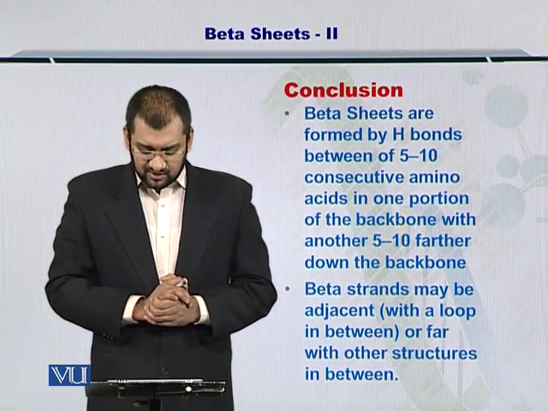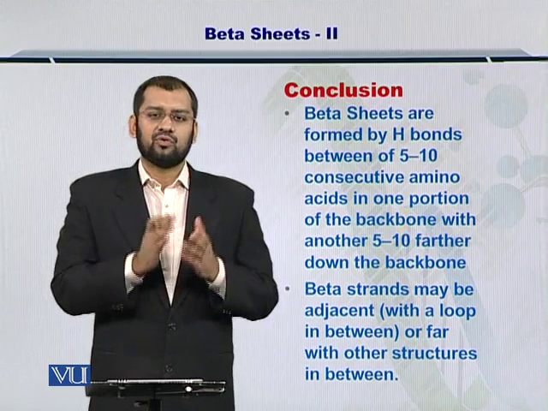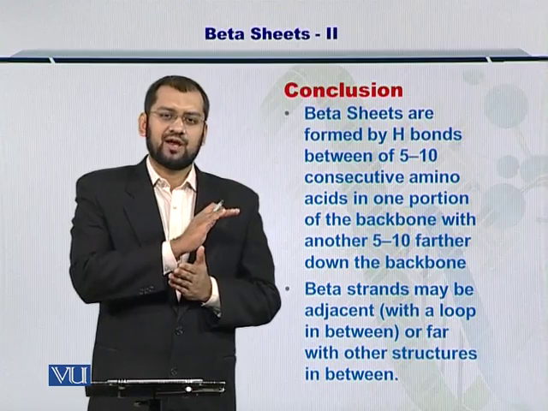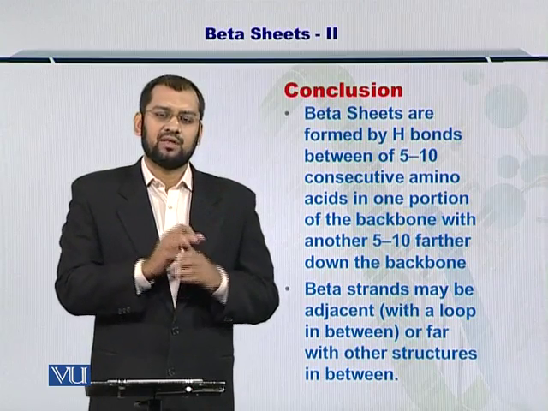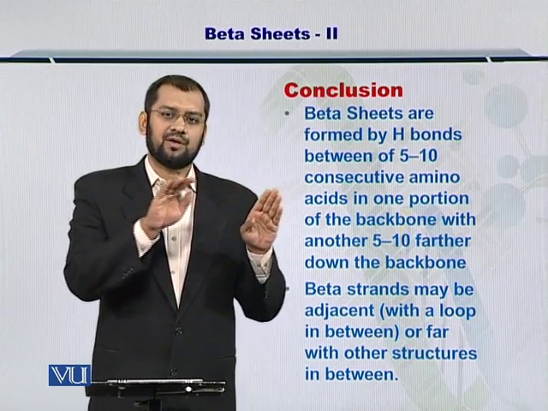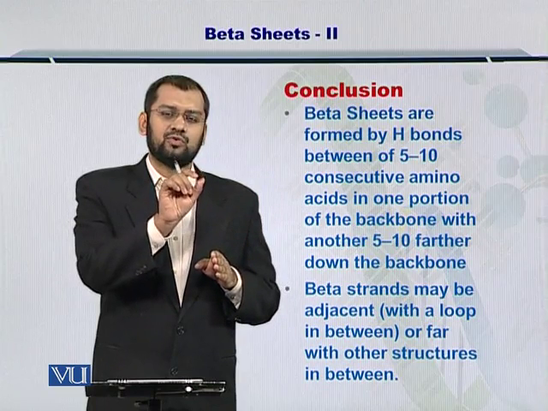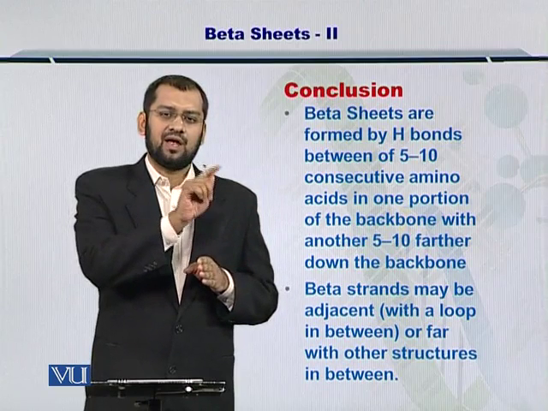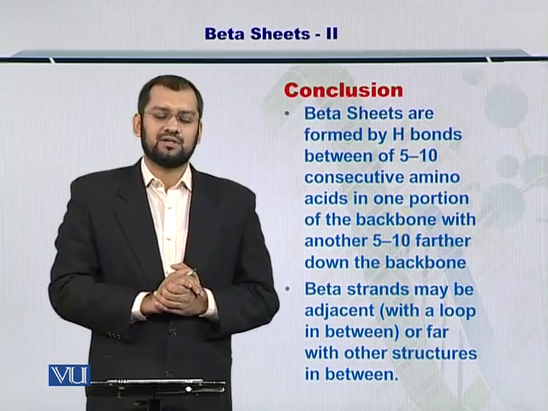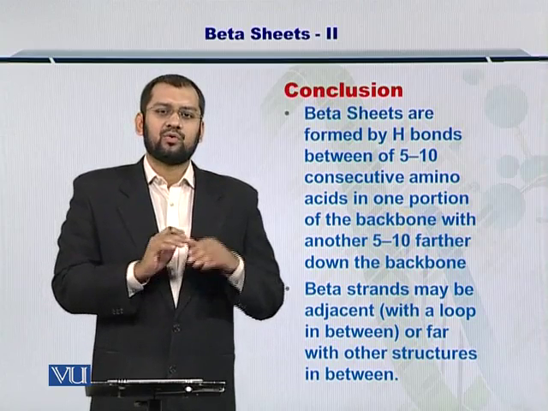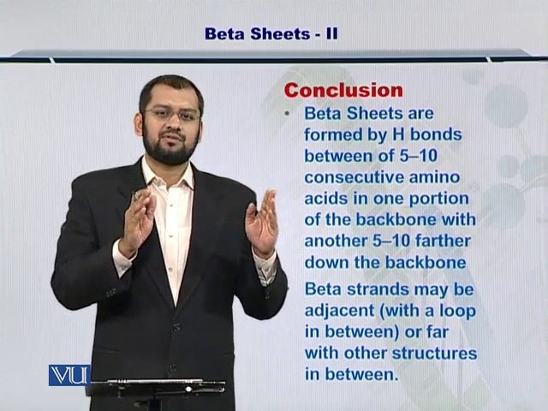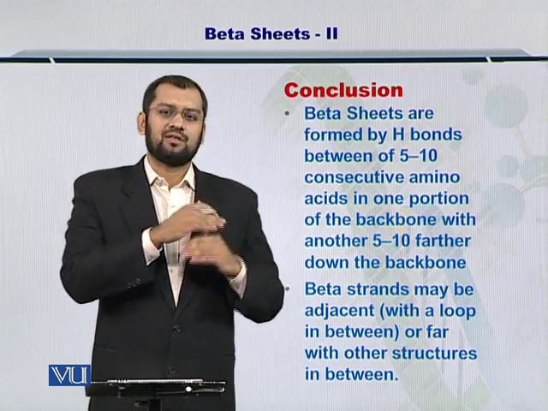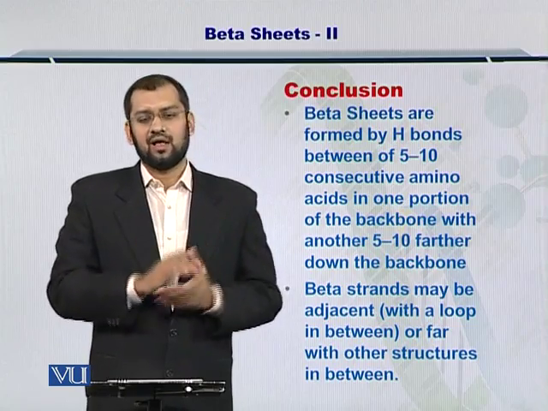And that the beta strands may be adjacent. So if you have a beta strand continuing on the backbone, then you can have two beta strands coming together by just two amino acids in between, and that will be a beta turn. Or there could be bigger portions between these two beta strands in the form of loops or even alpha helices.